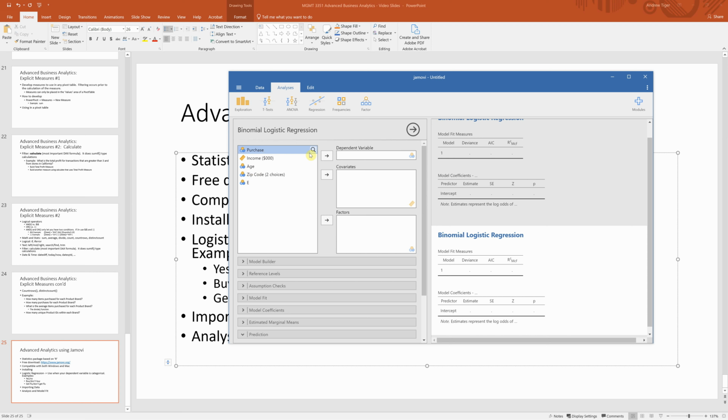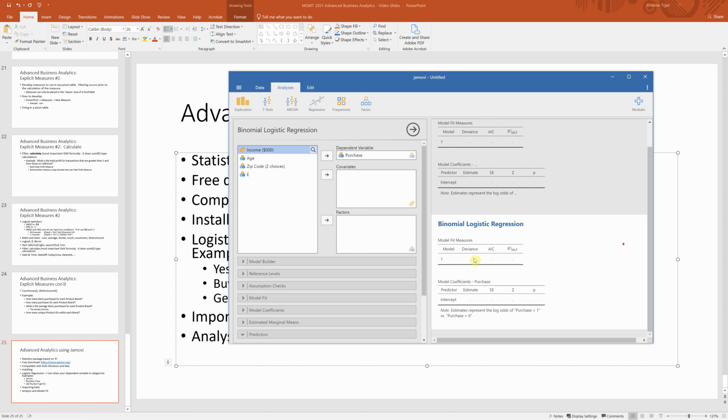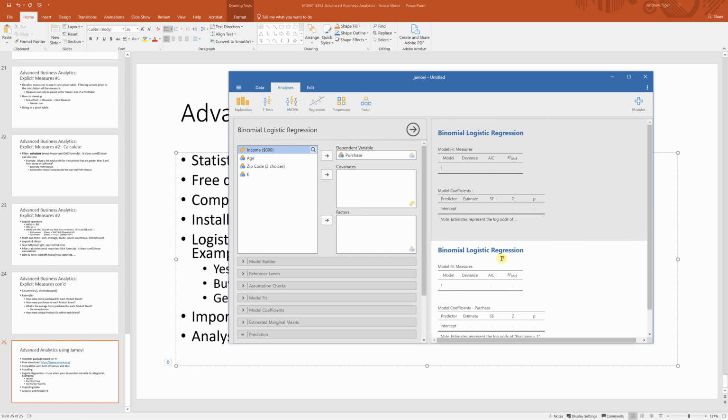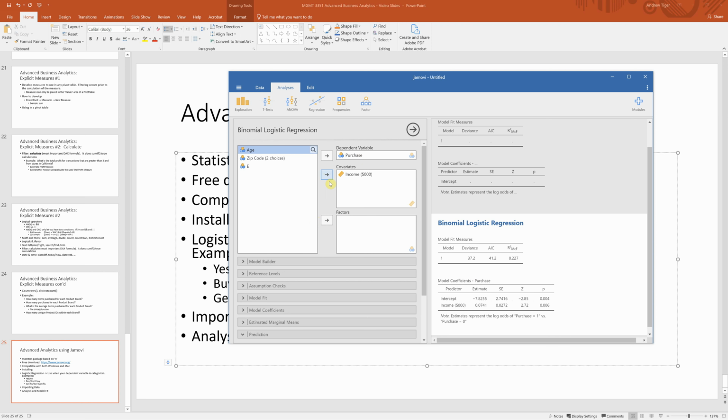First thing I'm going to do is bring purchase over as my dependent variable. And just like that, you can see that things start getting built. So this script is being built. So the first thing I'm going to bring over is my income. So I'm going to click on it, and I'm going to say, well, what is the ability of income to predict purchasing? And it automatically starts doing the analysis.